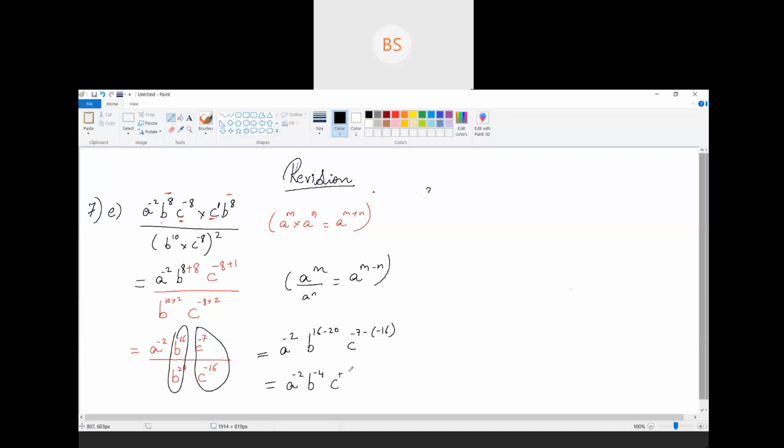Minus 7 plus 16 will be plus 9. See, signs are different, so we subtract. So it becomes plus 9. So this will be the answer. Understood?